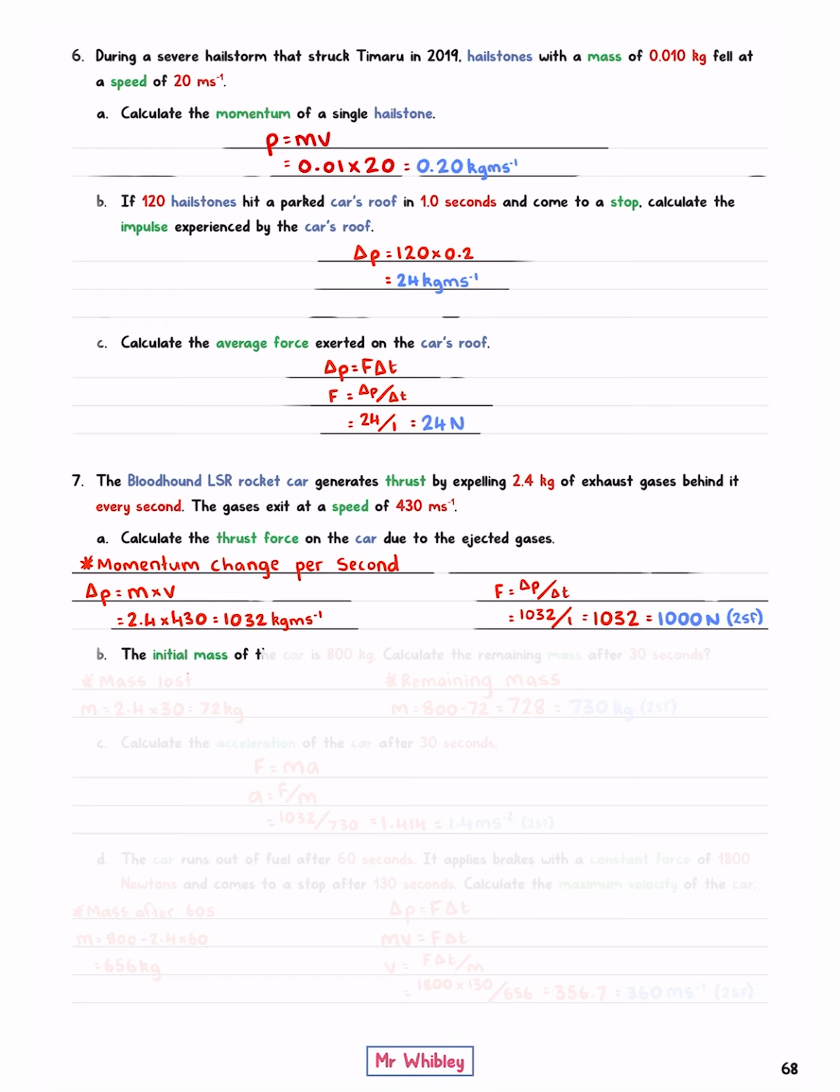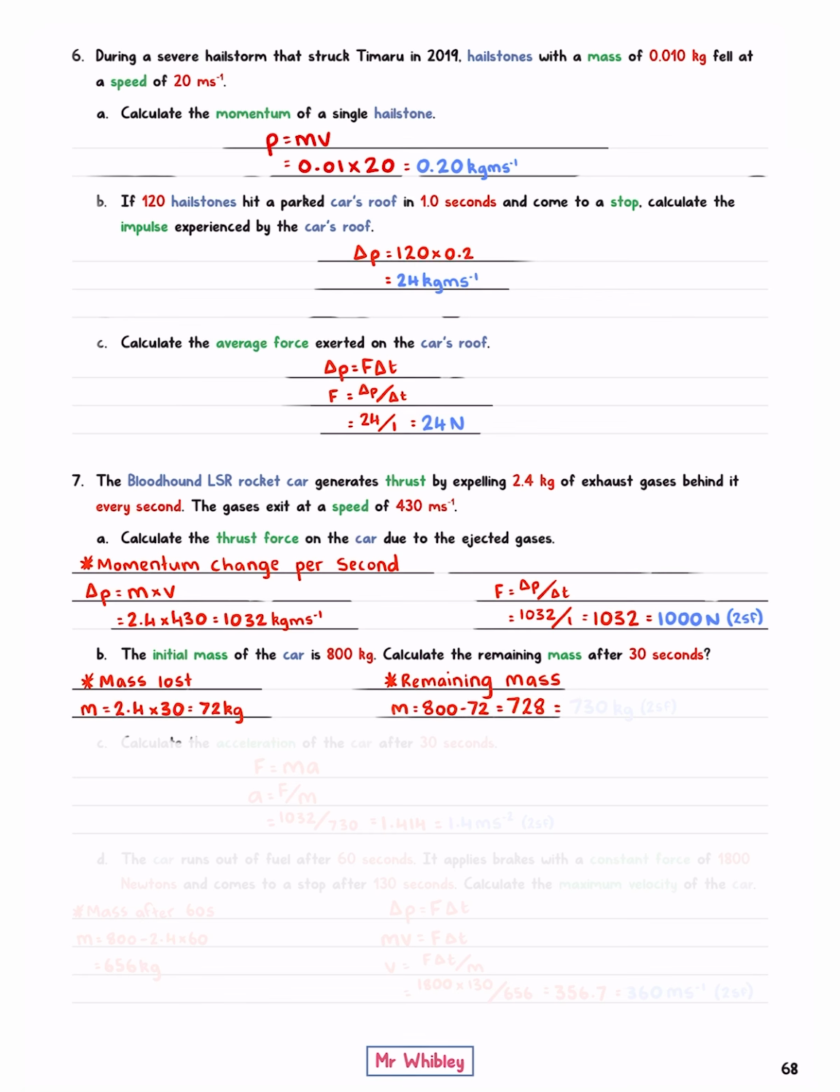The initial mass of the car is 800 kilograms. Calculate the remaining mass after 30 seconds. To find the mass lost, we can take our mass lost every second of 2.4 kilograms and multiply that by 30 seconds, which gives us 72 kilograms. And now to find the remaining mass, we take the initial mass of our car, subtract our 72, to get 728 or 730 kilograms to two significant figures.